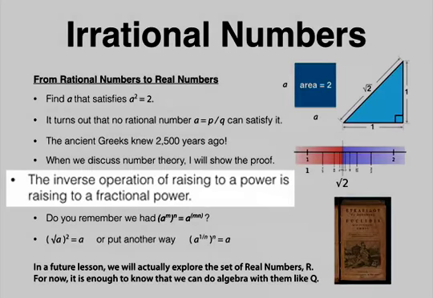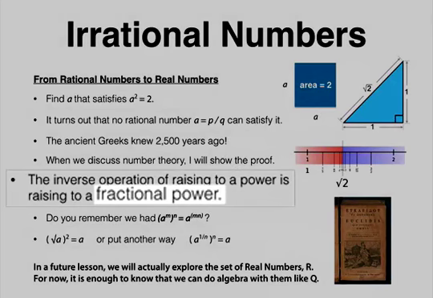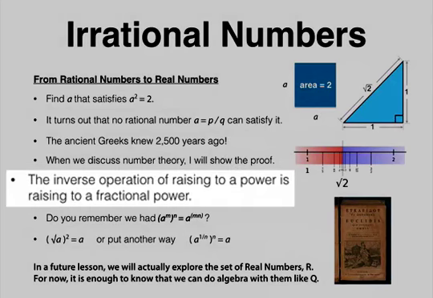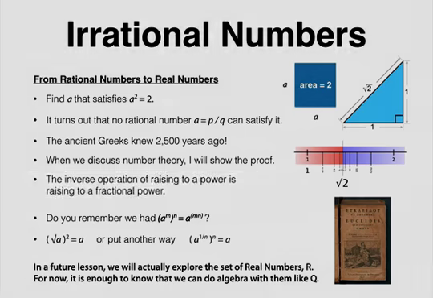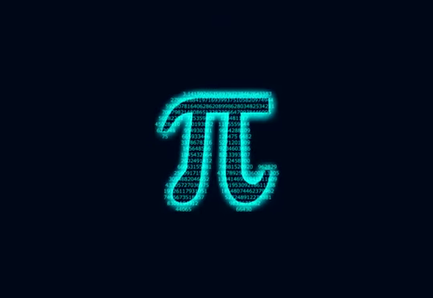And in general, you could have something raised to the 1 over n power, raised to a fractional power. If you raise to a fractional power, like 1 over n, and then you raise the result back to n, you get the original number, because the powers multiply. And it turns out there are many, many irrational numbers. Another irrational number is pi.